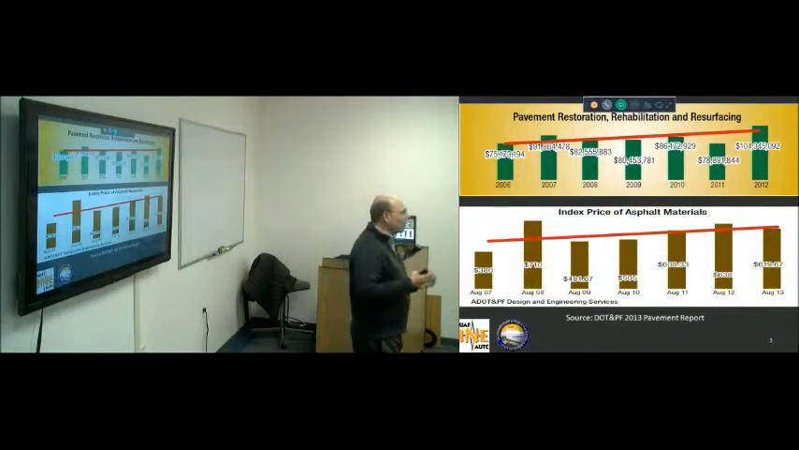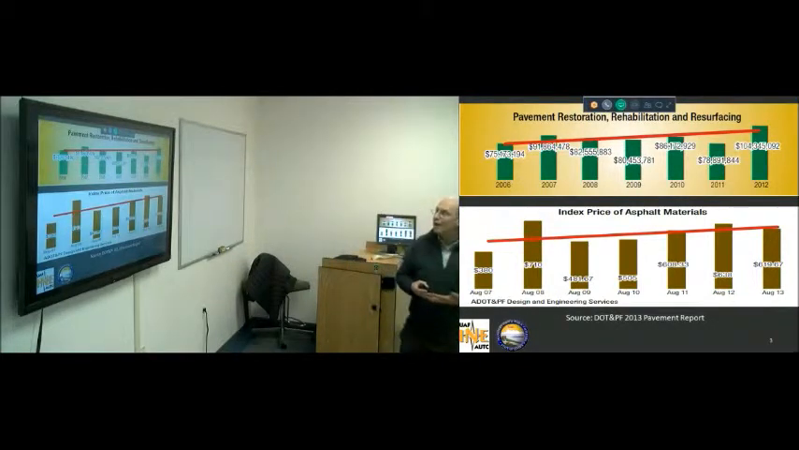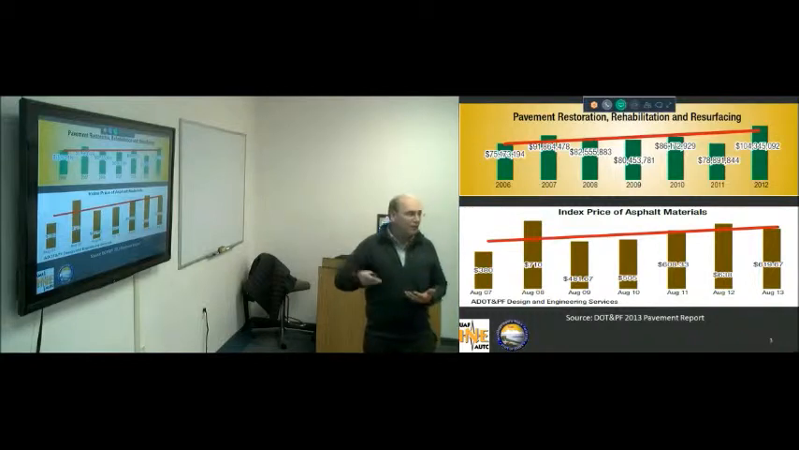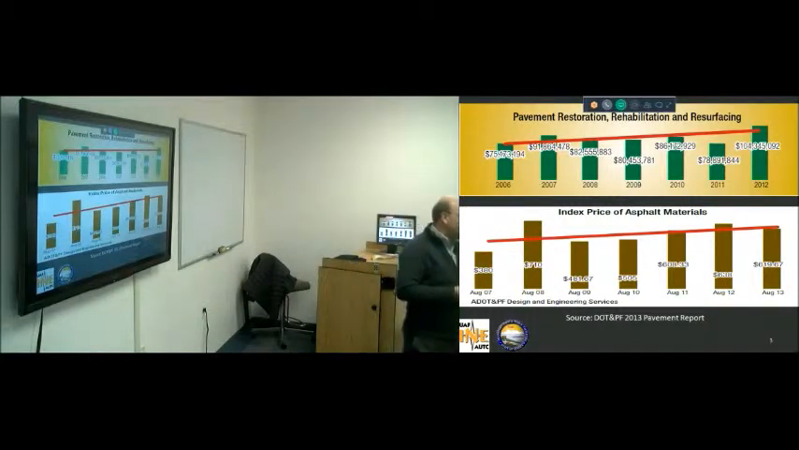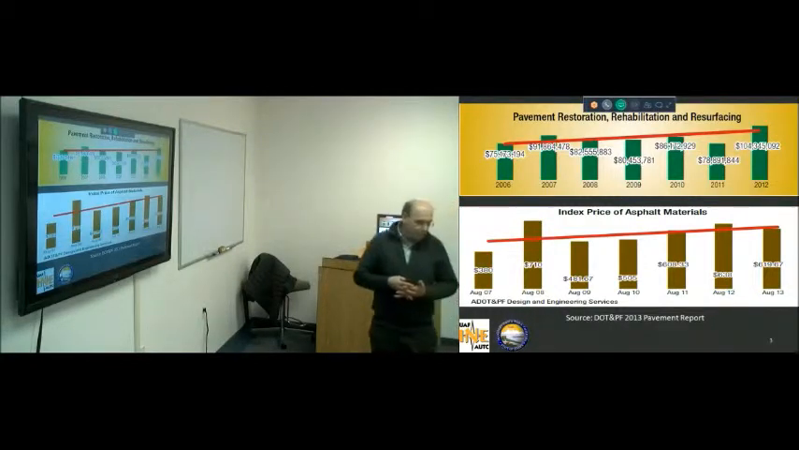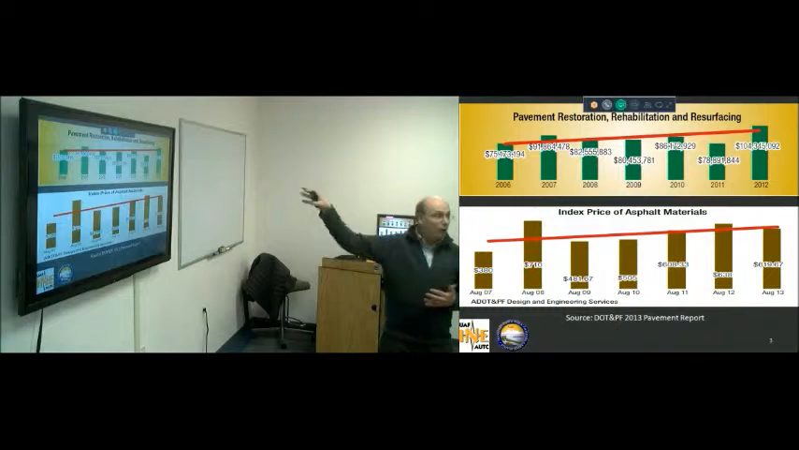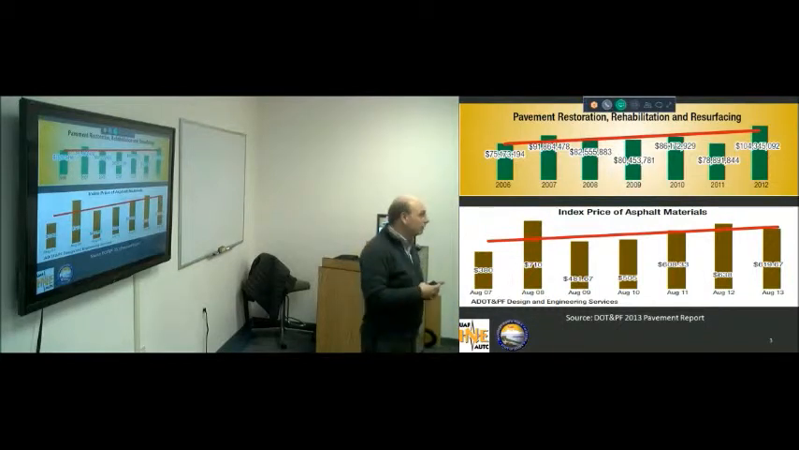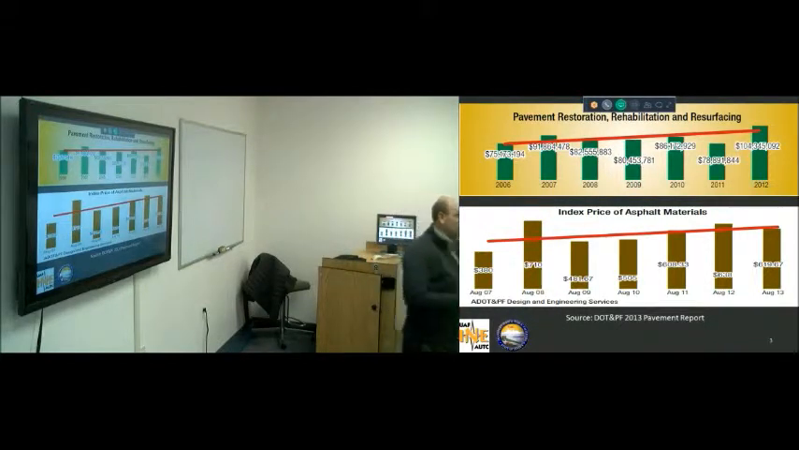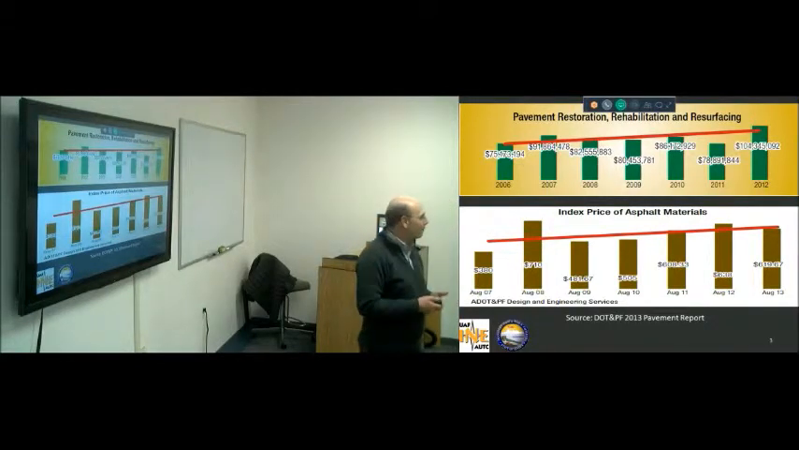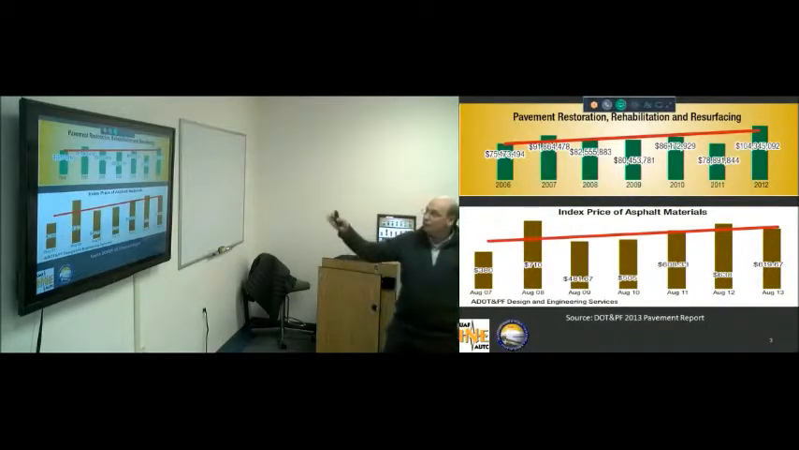But if you look at the second slide, what you'll find is that the cost of the asphalt materials that we use in our pavement has more than almost doubled. So the reality is we're really putting down less material than we did back in 2006 if you look at it from that vantage point. That's a little bit concerning for us, especially since we all know that our pavements in Alaska are not quite what we would like to see.